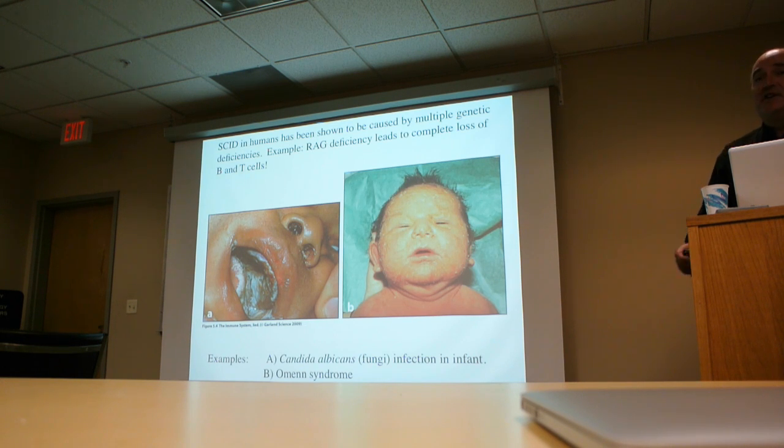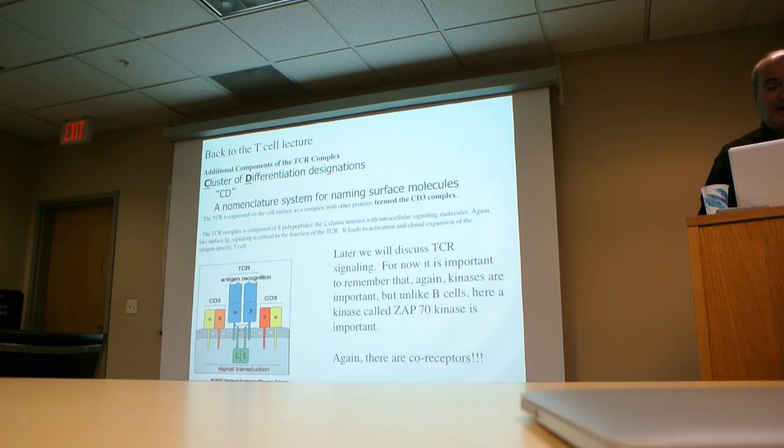And for a SCID, for lacking B and T cells, it happens really early. The passive immunity from the mother can't really deal with the bugs in this setting. It will pop up early when it's severe like this, and lack of RAG. Okay, back from the clinical tangent to the T cell.